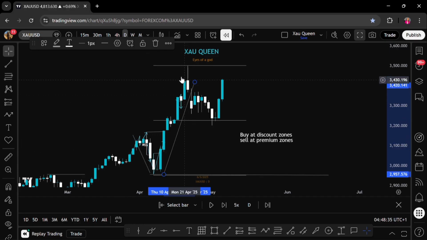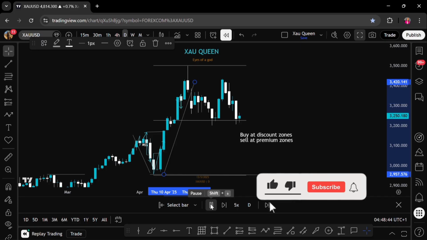So majority of the time, people want to catch the top and then sell to the bottom. No, this is just a pullback. All it needs to do is touch the discount and then go to the new high.